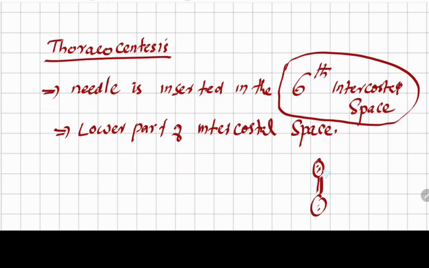Do you know what the contents of the intercostal space are? We have the intercostal muscles, then the intercostal vessels and nerves. Suppose this is the 6th intercostal space, the needle is inserted into the lower part of the intercostal space, because at the upper part we have the intercostal vessels and nerves. That is why the needle is inserted on the lower part of the intercostal space.